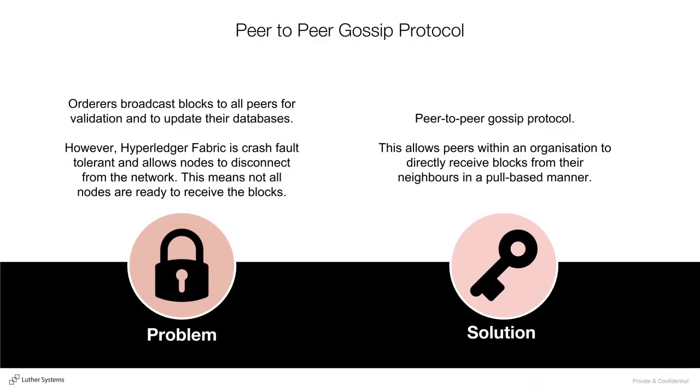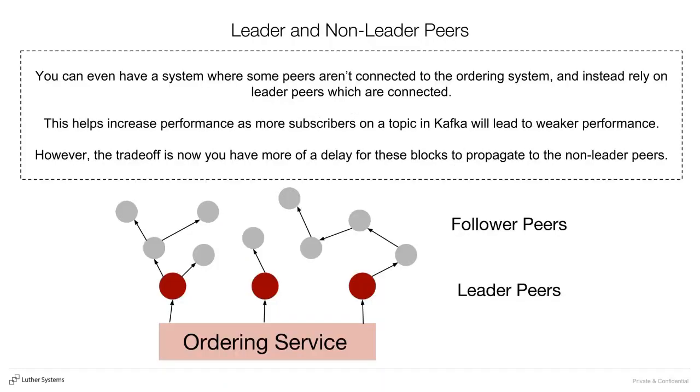And so this allows the peers to be offline, not necessarily be connected to the ordering service. In some cases, you can configure HyperLedger Fabric so that not all the peers are connected to the ordering service.